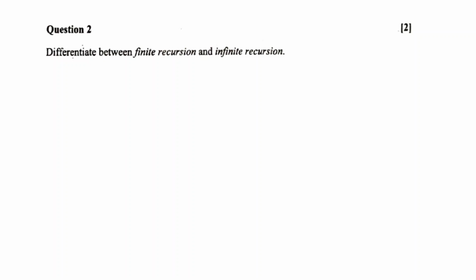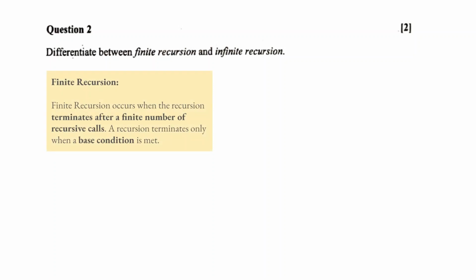First question of section B was, you need to write the difference between finite recursion and infinite recursion. Finite recursion, you can say, occurs when the recursion terminates after a finite number of recursive calls. A recursion terminates only when you have a base case or the base case is met. So to understand finite recursion, let's take one simple example, a method written using the recursive technique.